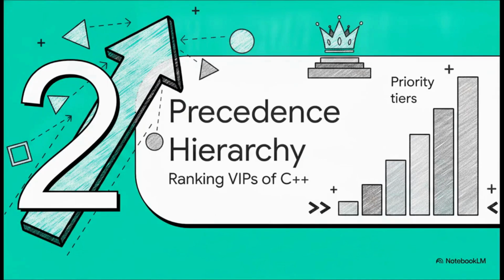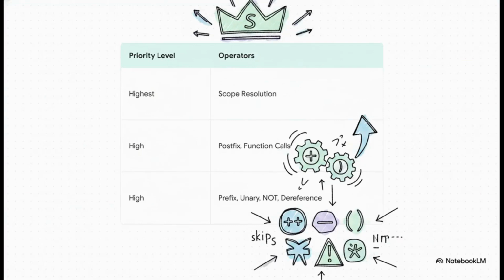Moving right along to Section 2, the precedence hierarchy, ranking the VIPs of C++. Okay, looking at our top-tier VIP list, scope resolution sits at the absolute highest priority. It is the undisputed king. Quickly following that, we've got our postfix increments and function calls. Right below those, but honestly still very high up, are the prefix increments, unary plus and minus, logical not, bitwise not, and dereference operators.